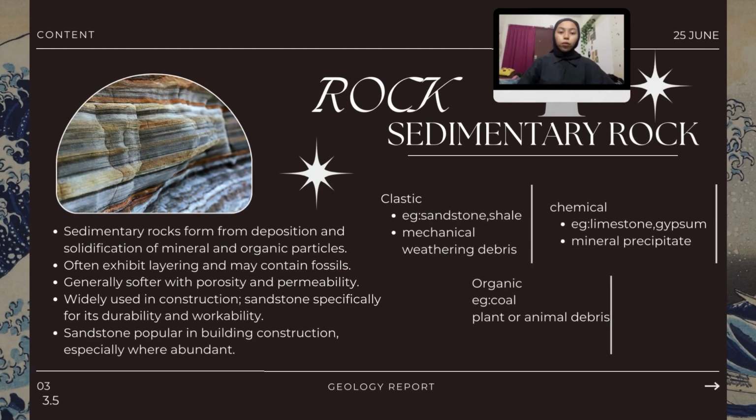used in art today. Sedimentary rocks form from the deposition and solidification of minerals and organic particles transported by water, wind, or ice. These rocks are classified into three types: clastic sedimentary rocks, like sandstone and shale, form from mechanical weathering debris. Chemical sedimentary rocks, such as limestone and gypsum, form from mineral precipitations. Organic sedimentary rocks, like coal, form from plant or animal debris, often exhibit layering and may contain fossils.